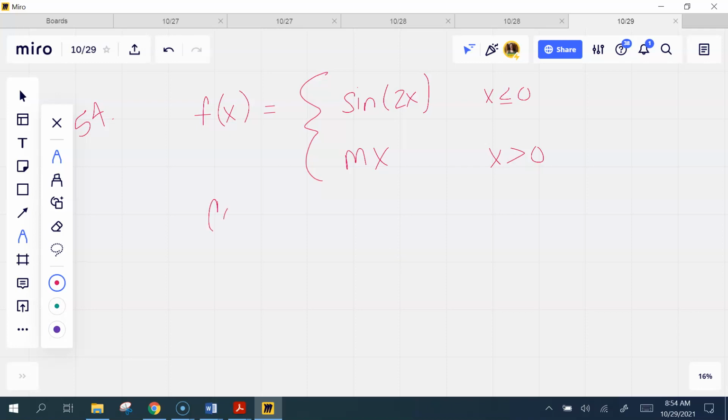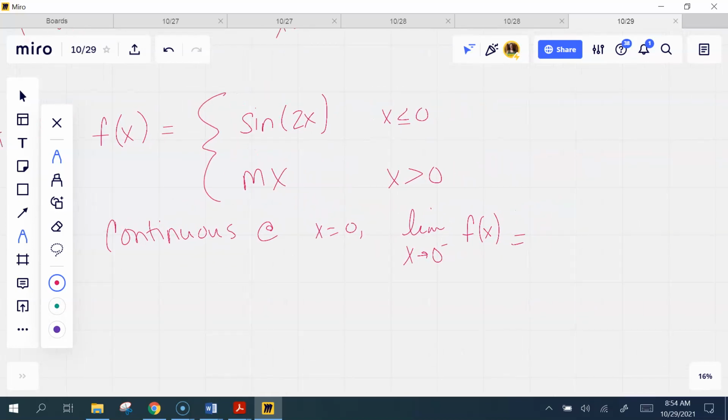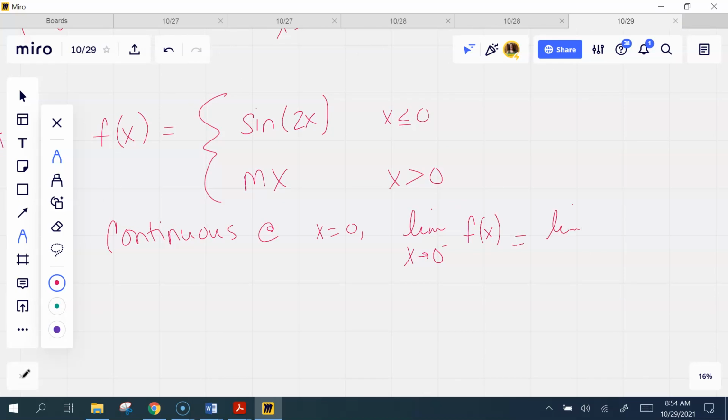So in order for it to be continuous at x equals 0, the limit as x approaches 0 from the left, because if this is an FRQ, this is what you would have to show to get your points here, equals the limit as x approaches 0 from the right, which also equals the actual function value at 0. And then you would say, therefore, f of x is continuous at x equals 0. So to find this, I need to find the limit from the left, the limit from the right, and then the function value at 0.